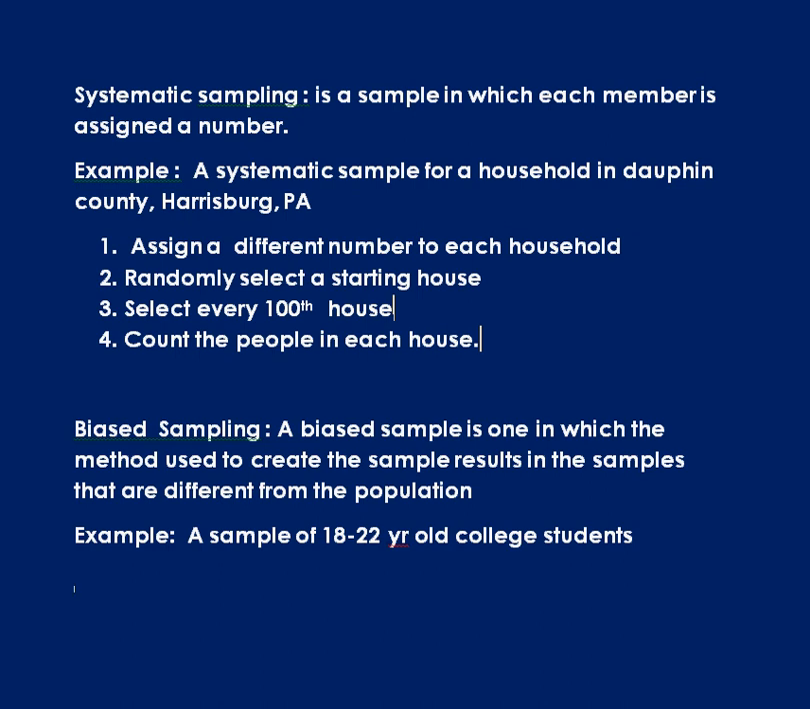So why is it called a biased sample? We're going to write a reason why. The reason is that it is not representative of all of the 18 to 22-year-olds in the country. So that's why it's called a biased sample, because you're biased to only college students. Why not, how about 18 to 22-year-old church goers? But you're biased towards college students. So that's why we call it biased sampling.